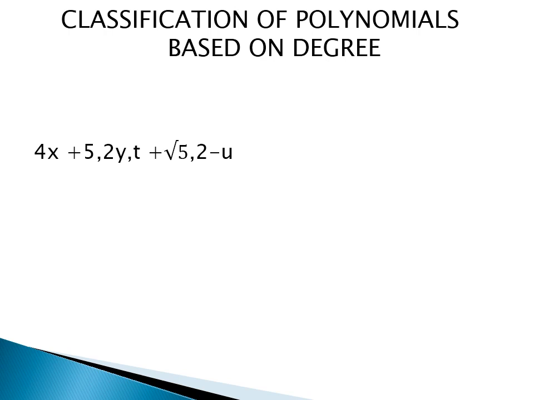So this type, where the highest power of the variable is 1, is called a linear polynomial. Now see the second example, 2y. What is the highest power of y? 1 only. t plus root 5. What is the highest power of t here? That is also 1. 2 minus u. What is the highest power of u? That is also 1. This type of polynomial is called a linear polynomial.